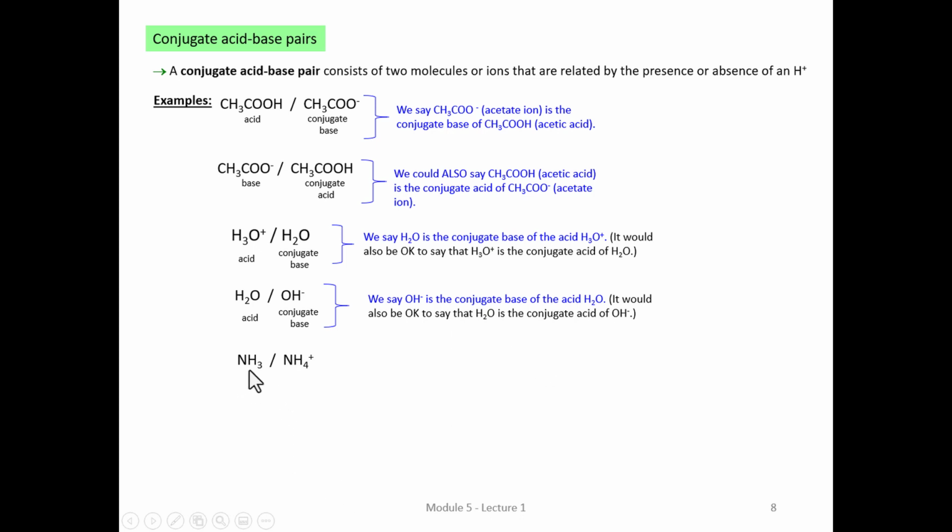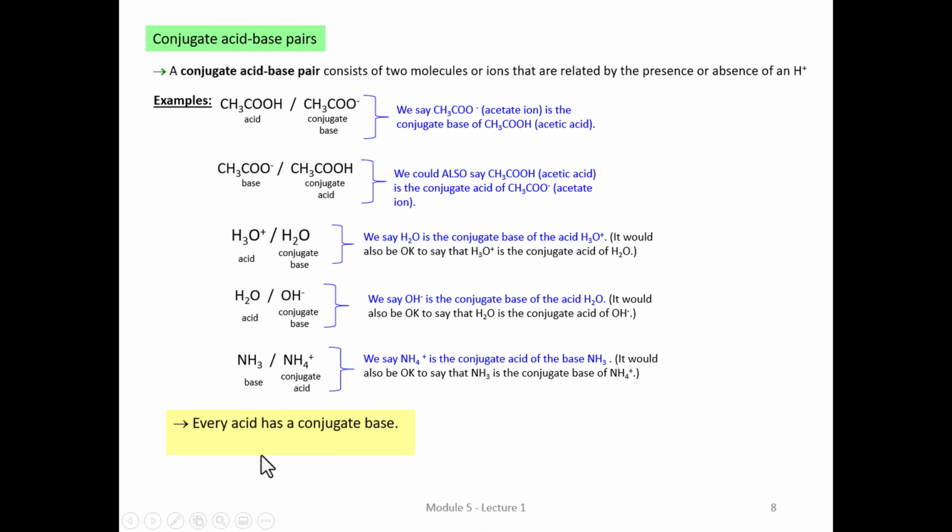How about the ammonia-ammonium ion pair? Well, ammonia, remember, acts as a base, and its conjugate acid would be the ammonium ion, because the ammonium ion has an extra H plus that's missing from the base. We say the ammonium ion is the conjugate acid of the base ammonia, and it would also be okay to say that ammonia is the conjugate base of the ammonium ion. Every acid has a conjugate base. Every base has a conjugate acid.